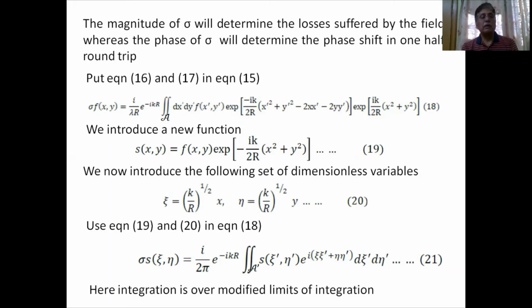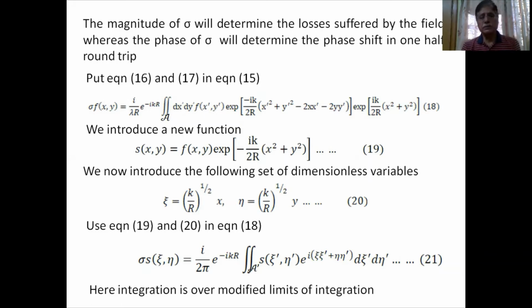Now let us introduce a new function, and that is S(x,y) is equal to F(x,y) into exponential iK by 2R (x square plus y square). So S(x,y) is a new function we have introduced, which is equal to F(x,y) exponential minus iK by twice R (x square plus y square).